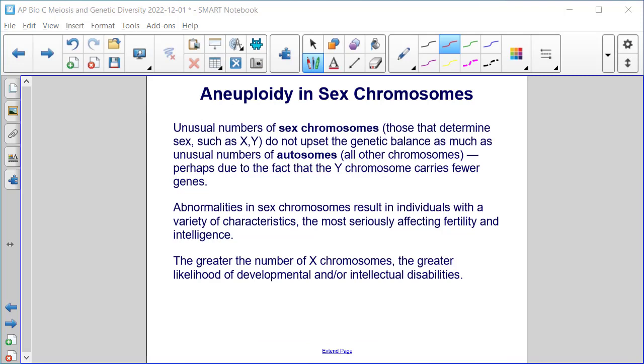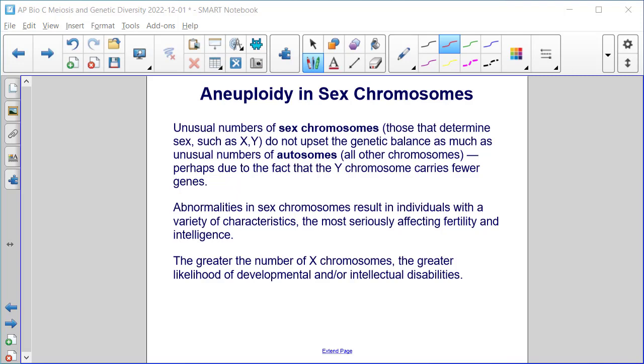Aneuploidy in sex chromosomes. Unusual numbers of sex chromosomes, those that determine sex such as X or Y, do not upset the genetic balance as much as unusual numbers of autosomes, all the other chromosomes, perhaps due to the fact that the Y chromosome carries fewer genes. Abnormalities in sex chromosomes result in individuals with a variety of characteristics, the most seriously affecting fertility and intelligence.